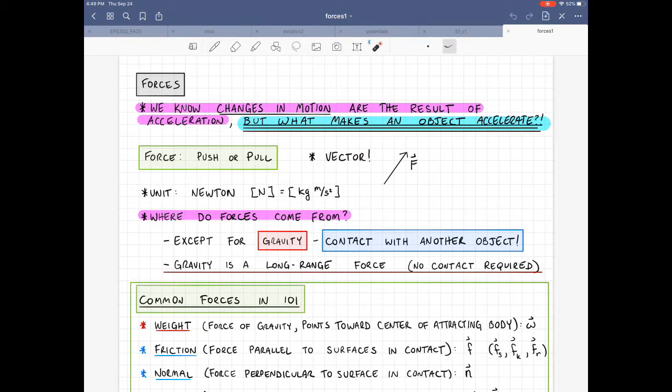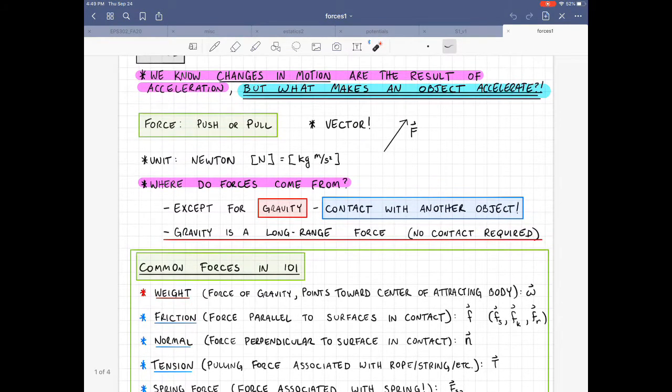Now, where do forces come from? In the simplest sense, forces come from contact with another object. So if there's a force being applied to an object, it must be because something is pushing or pulling on it. The one exception to that in 101 is gravity.